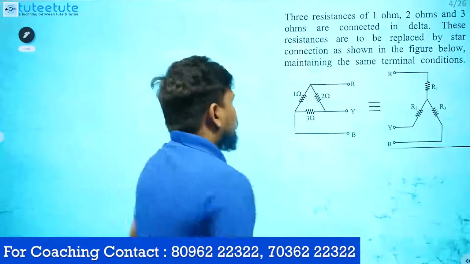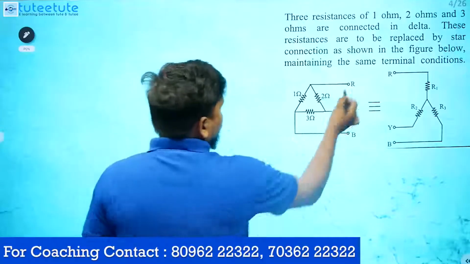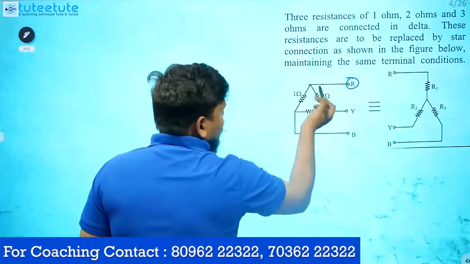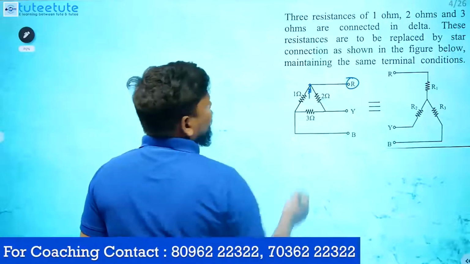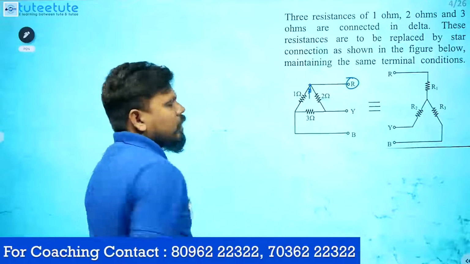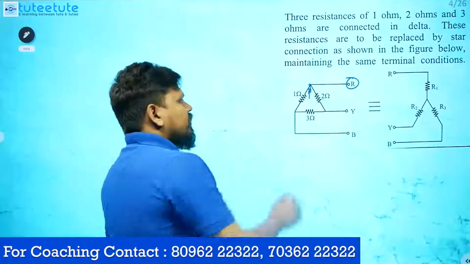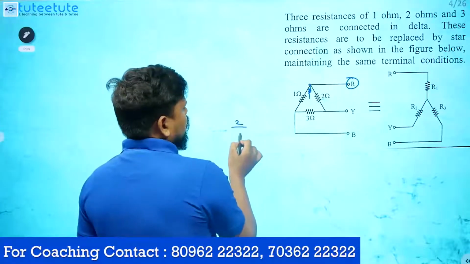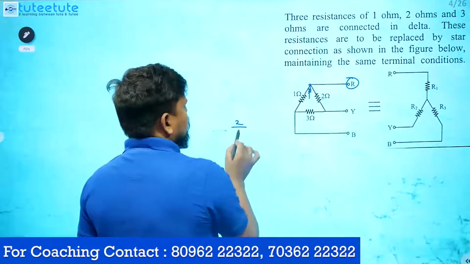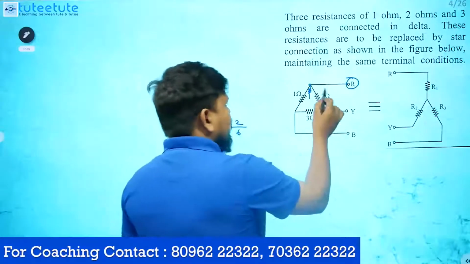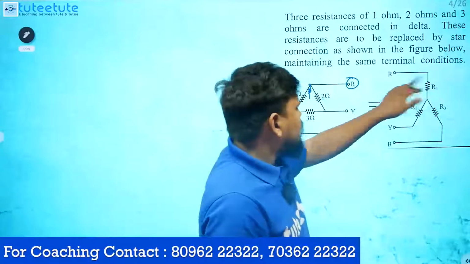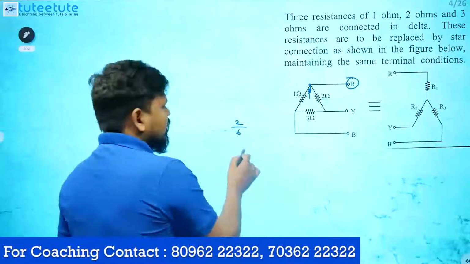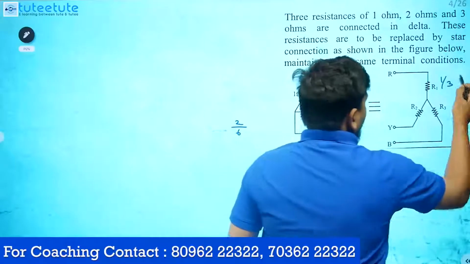Remember, whenever you are doing this model of questions, see the terminal. So this is the R terminal. Whenever you convert into star, you will get one resistance here. What is the resistance value? 2 into 1 divided by 2 plus 1 plus 3. 2 into 1 means 2, divided by 3 plus 2 plus 1, which is 6, so 2 by 6. You should not directly give this one. R means we have to go to the R terminal resistance. What is the R terminal resistance? 2 by 6 means 1 by 3.